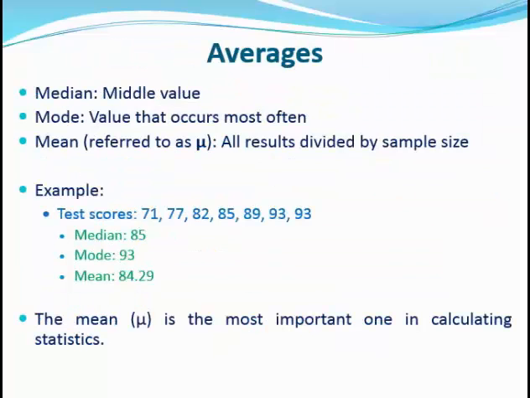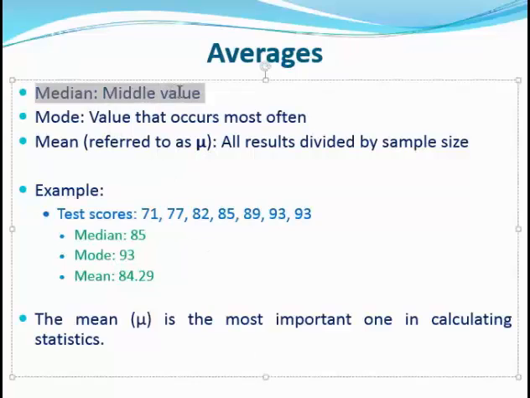Our next section is about averages and standard deviations. Average is a relatively simple concept that you probably know a little bit about. Averages are simply the middle value. Well, really, there are three types of averages. One of them is going to be very important to this course, and the others are pretty irrelevant to this course. The first one is the median.